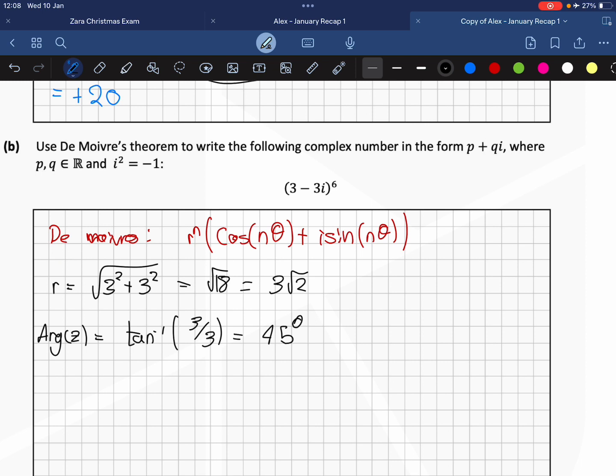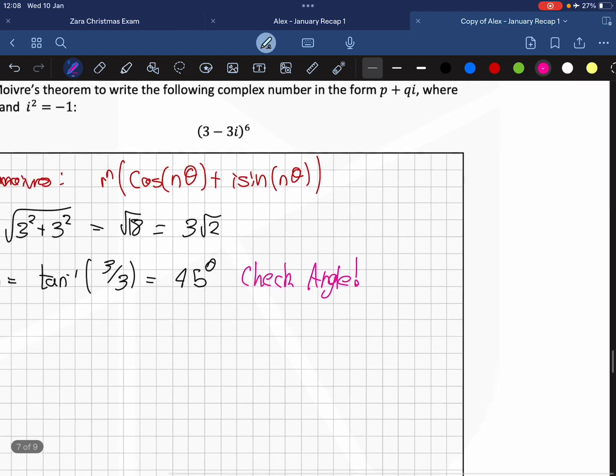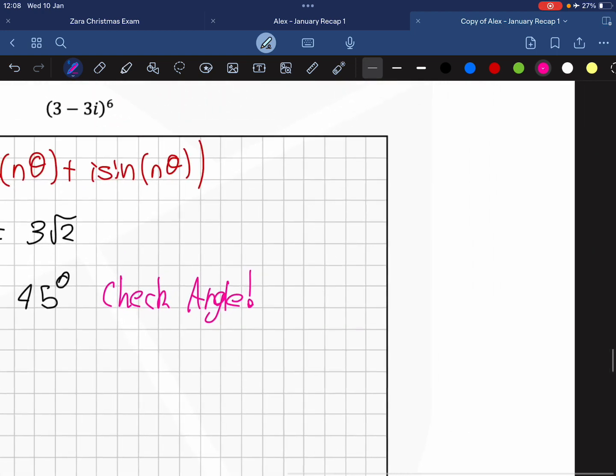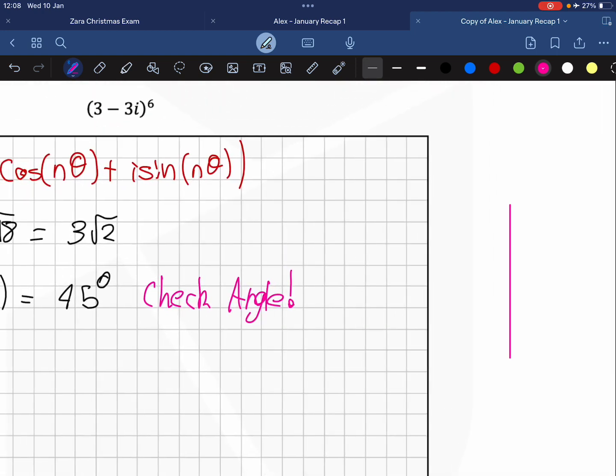Now, when you get to this step when you're doing your argument, we need to check the reference angle. What do I mean by that? Well, we're going to have to plot 3 minus i. So we draw our axes. We're going to have 3 on the real axis, minus 3 on the imaginary axis, so right here. So the angle we're actually dealing with, we draw that right there, is going to be this right here, all the way around.